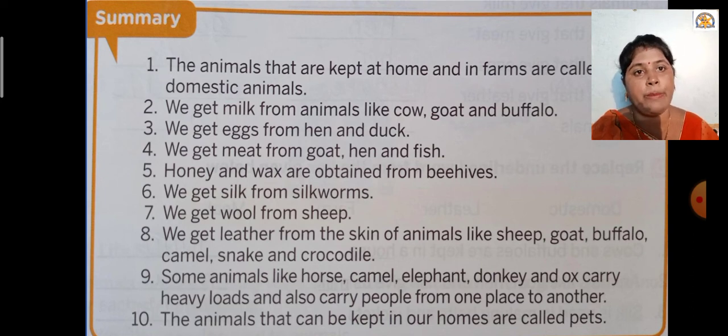So see students, I repeated these points many a time. So I hope you learn all these concepts. So now you are very clever and brilliant students. So see, number 9, some animals like horse, camel, elephant, donkey and ox carry heavy loads and also carry people from one place to another. Number 10, the animals that can be kept in our homes are called pets. So these are some points which we learn in lesson number 2, the uses of plants. We see most of the plant products in this lesson. So I hope now I have summarized your lesson number 2.